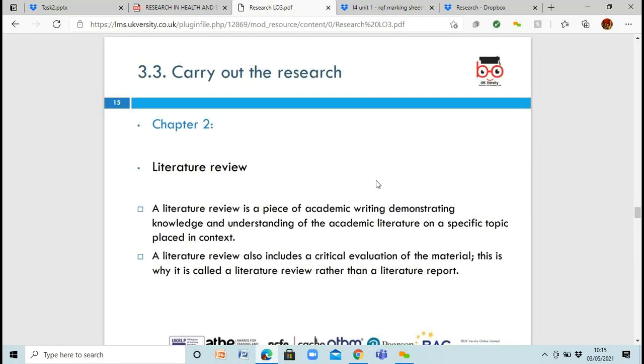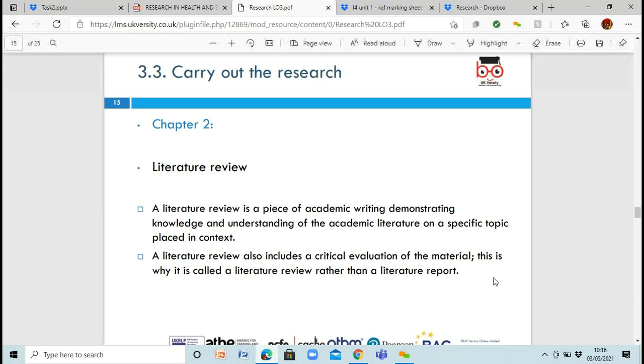Chapter 2 will be your literature review. So the first chapter is you just telling me what you're doing, why you're doing it, what your aim is, and what your objectives are. Chapter 2 is a literature review. So don't be worried when I say literature review. This is just you physically writing what your findings are.